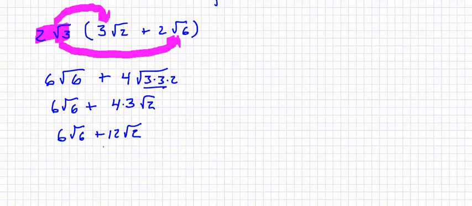These are not like terms. It's like 6x plus 2y. Can't add them together. Can't add these together and get one number. So we're done.